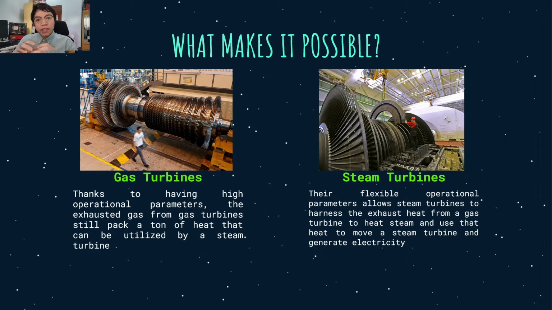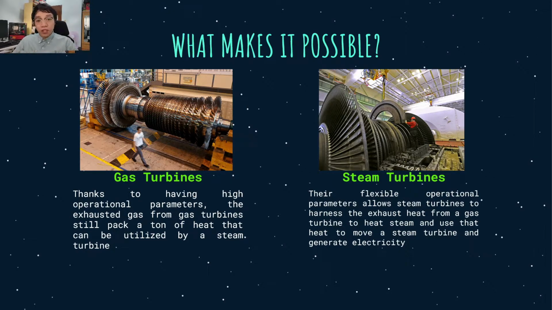Now, why is a steam turbine the partner for a gas turbine? That is because a steam turbine has a very flexible operational parameter in comparison with a gas turbine. As someone who works from a geothermal power plant, our power plant works at 350 degrees and 0.5 megapascal, so basically saturated steam.